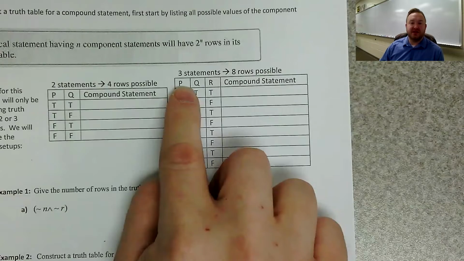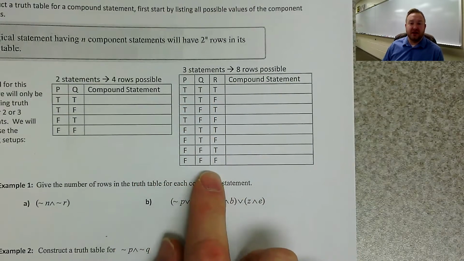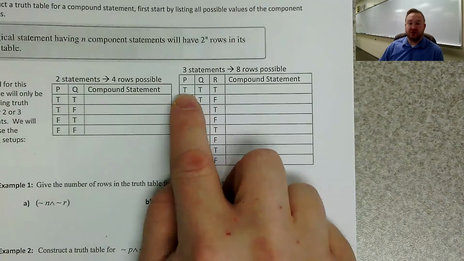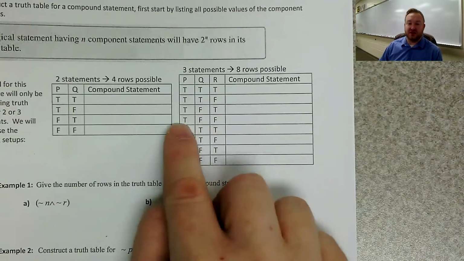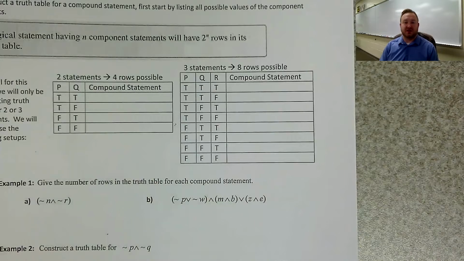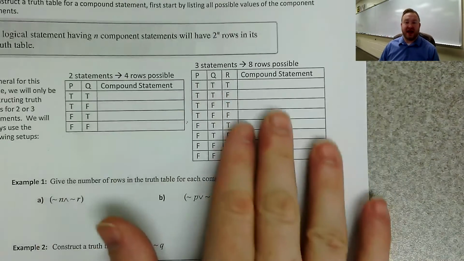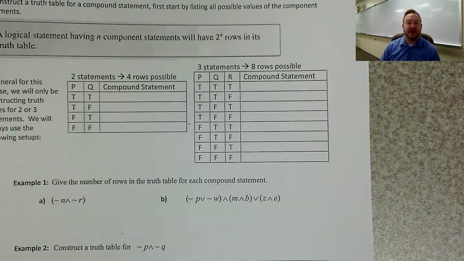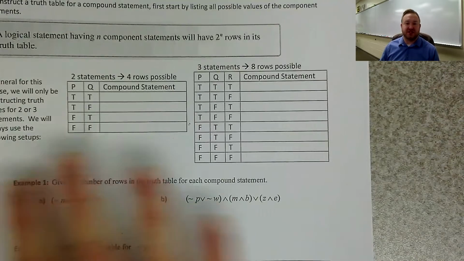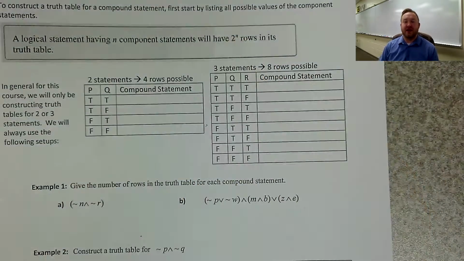If we have three statements, a P, Q, and an R, then we're going to have 8 rows in that truth table because we need true, true, true, true, true, false, and so on. We go through every single possible combination of true and false for P, Q, and R. There is a little rule for how big your truth table needs to be: however many simple statements you have, just do 2 to that number, and that tells you how many rows your truth table needs.